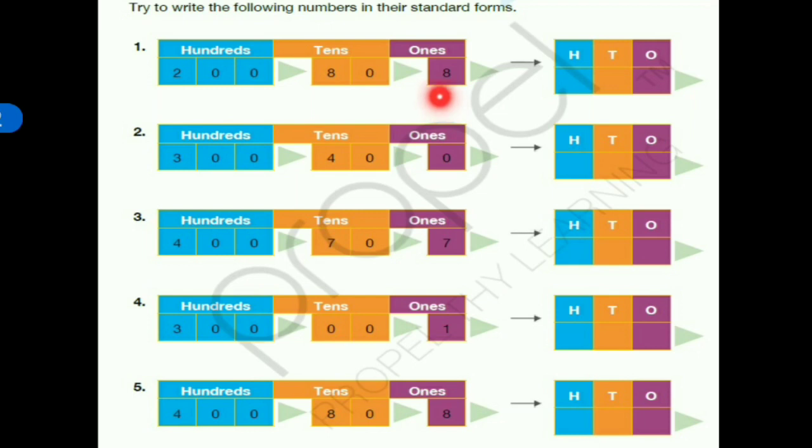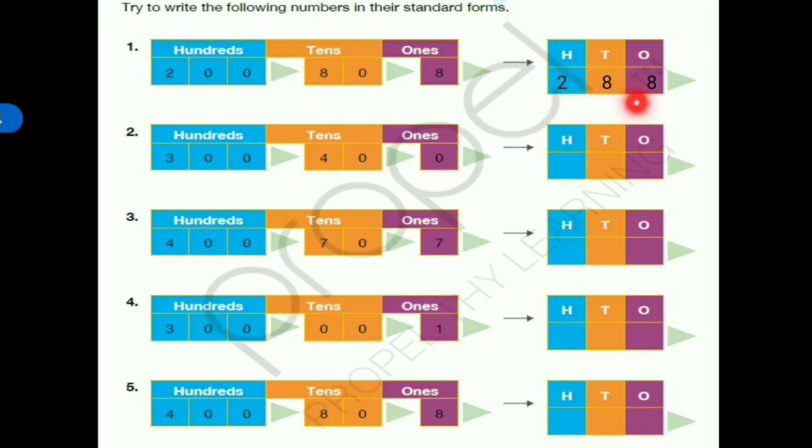Then what do we have to do? We have to overlap the cards. First of all we have to overlap the tens card in place of tens. Here the 8 will come on the tens place. Then 0 will come on the ones place. Here 80 will come. Then we have to overlap the ones card on the ones place, meaning 8 will come here on the ones place. Then we will get the standard form of the number, that is 288. Like this it will come here. Like these, do the other examples at home.